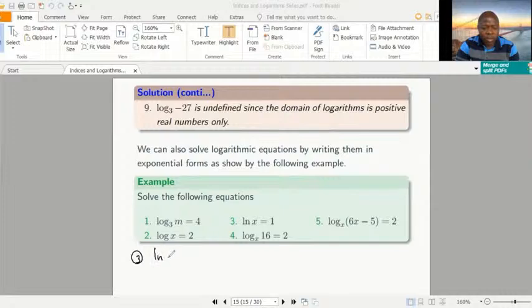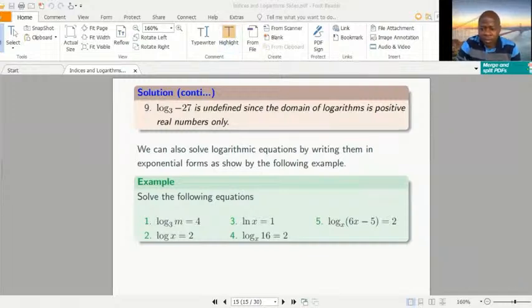What about question 3? Question 3 is ln of x is 1. But what is this? This one we said we can write as log of x to base e. Log of x to base e is 1. So that means that x, written in index form, will be e raised to 1. So just use your calculator and see what you get. What is e raised to 1?